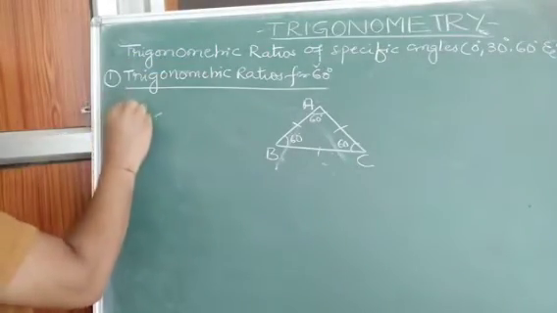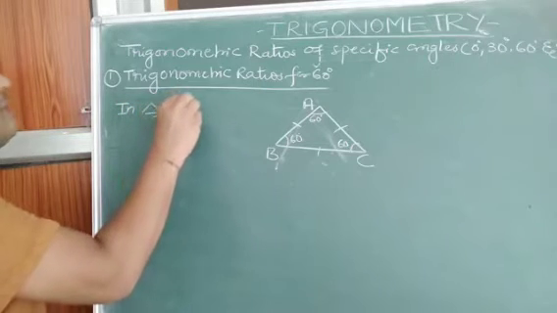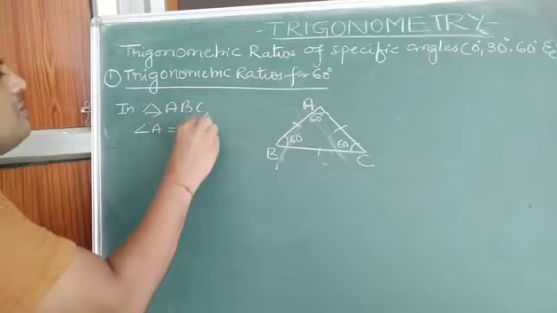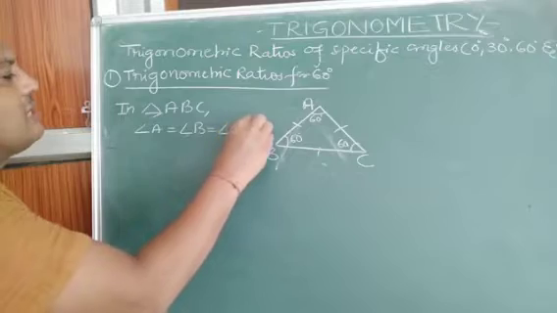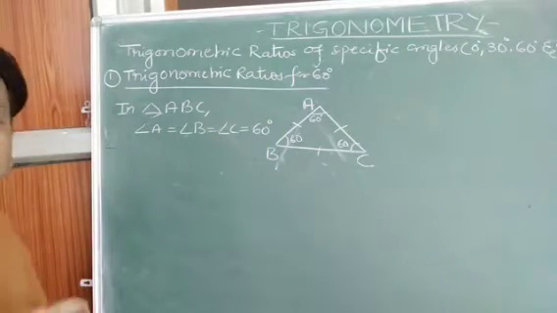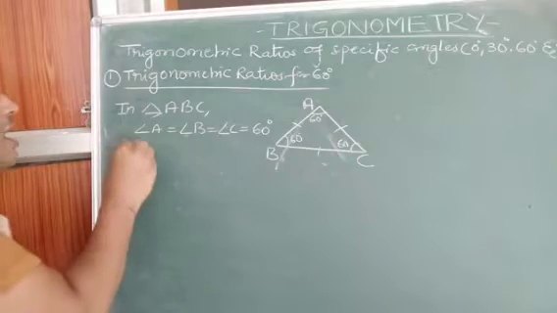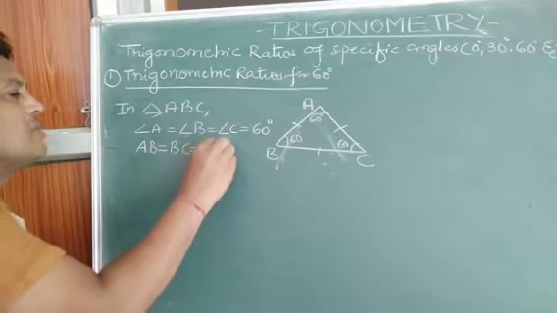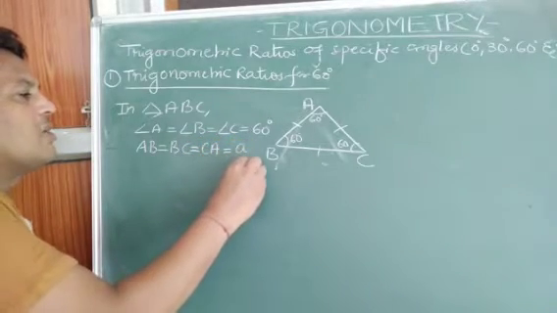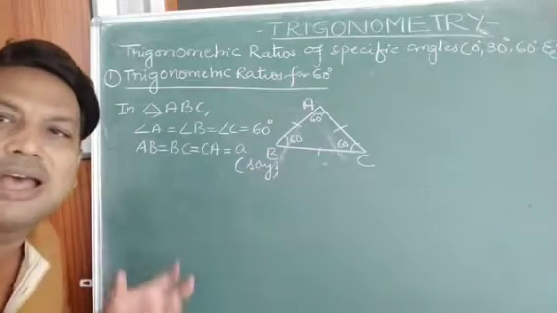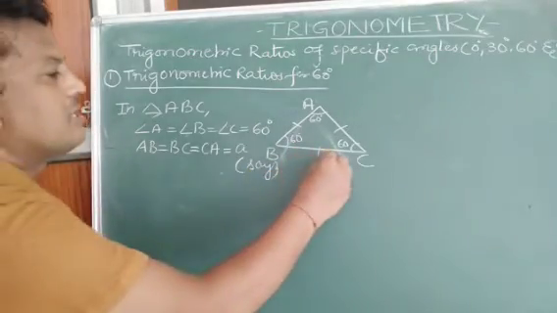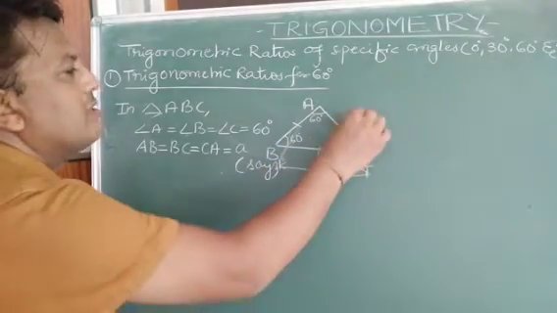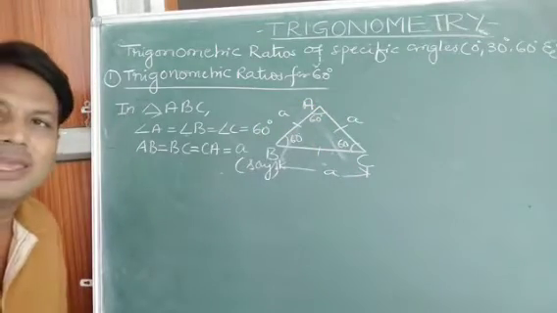So what have we taken, children? In triangle ABC, angle A is equal to angle B is equal to angle C, and all are equal to 60 degree. And as well AB side is equal to BC side is equal to CA side. Let all these be equal to a, that is, we have assumed. So this side from here to here is how much, children? a. This is also a. This is also a.